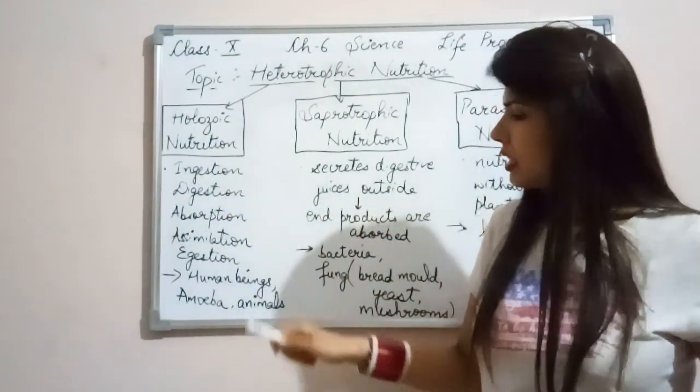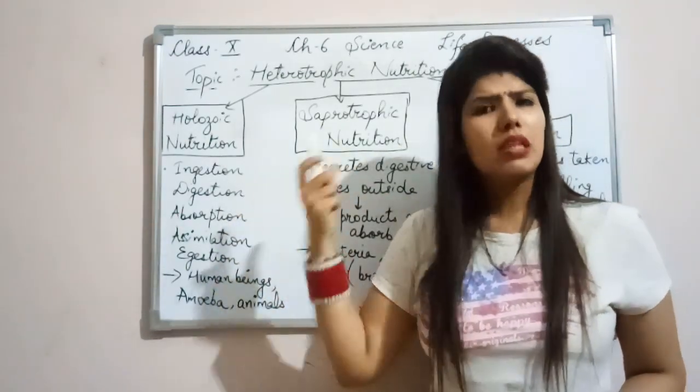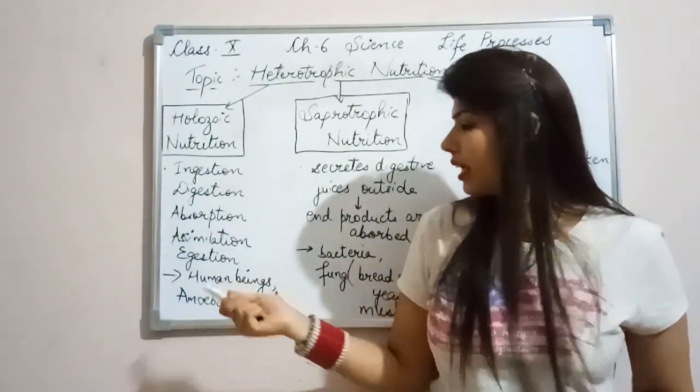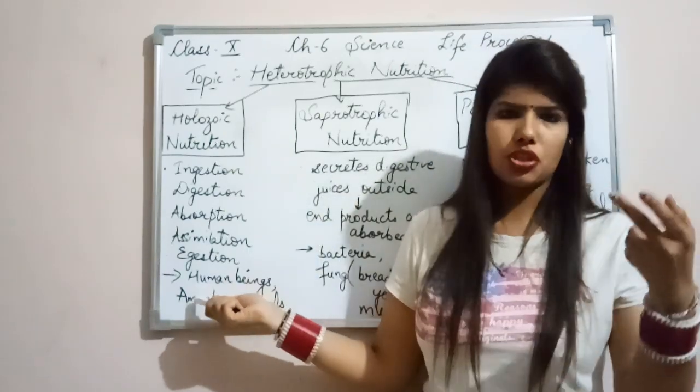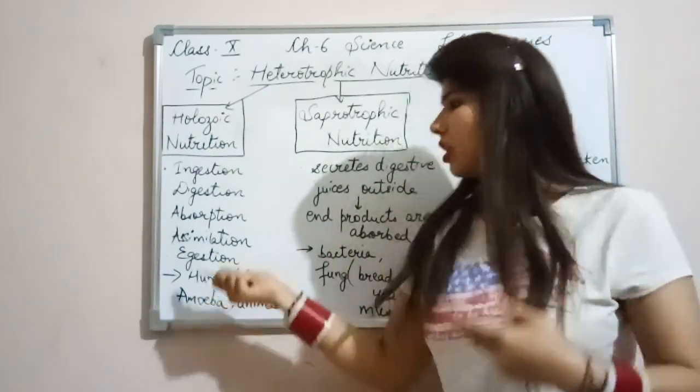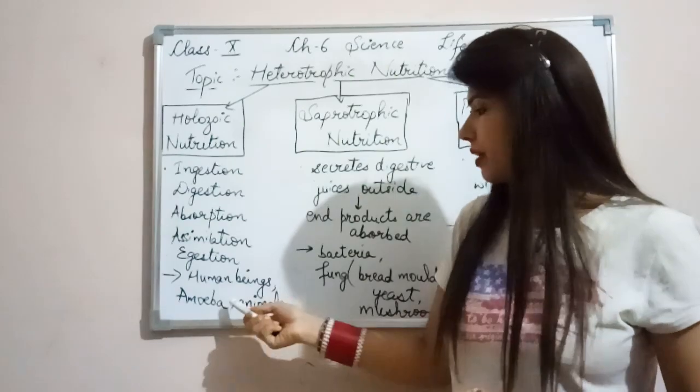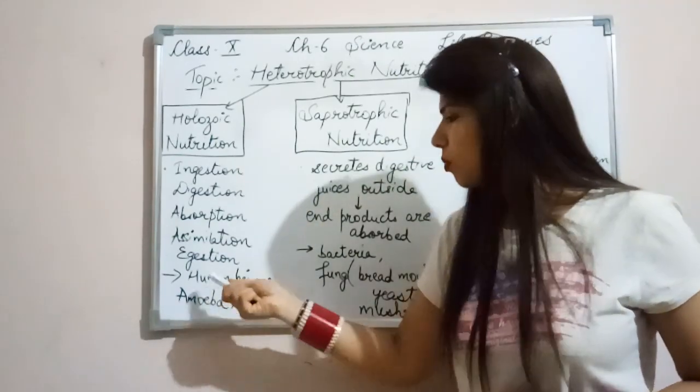What are the examples of this? In this case, you get unicellular and also multicellular organisms, like amoeba. It also follows this ingestion, digestion, absorption, assimilation and egestion. Animals also come under this, and human beings also.